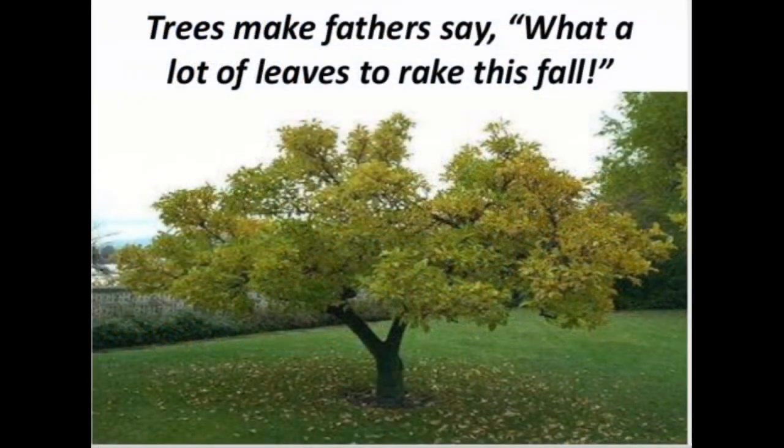And on the other side, trees make fathers say, what a lot of leaves to rake this fall. Okay, on the other side, mother is happy imagining such a beautiful scene. But what does the father say? What a lot of leaves to rake this fall. That means here father says that it's a difficult task to collect the heap of leaves. To rake means to collect. Okay, can you see in the picture, number of leaves are there on the ground. So the father says it's very difficult to collect all this heap. Heap means collection of these leaves during this fall, right?